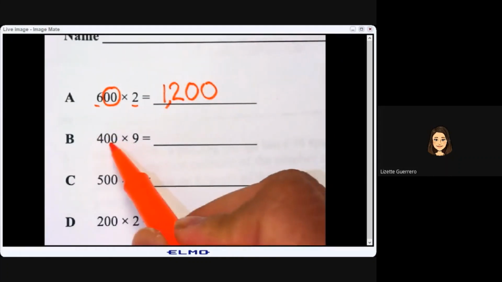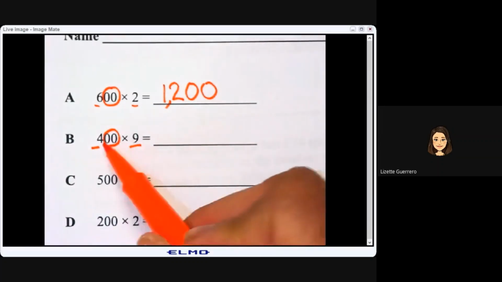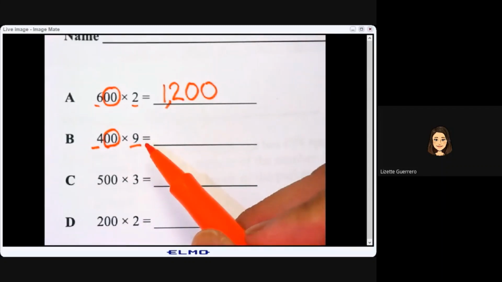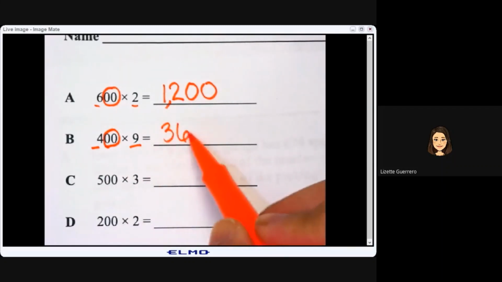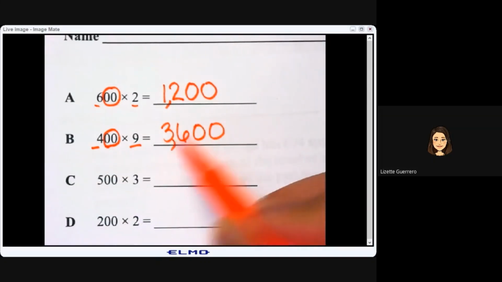Again, letter B, circle your trailing zeros. Multiply 4 times 9. 4 times 9 is 9, 18, 27, 36. And then attach your trailing zeros, which are 2 zeros. 3,600.